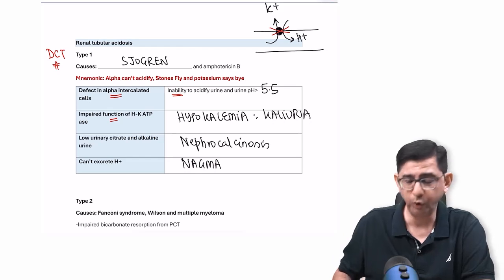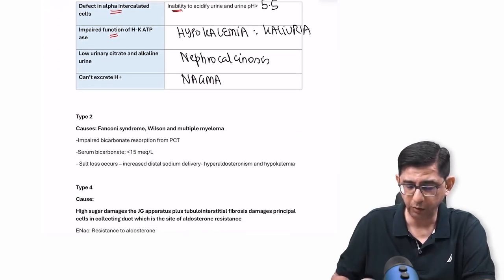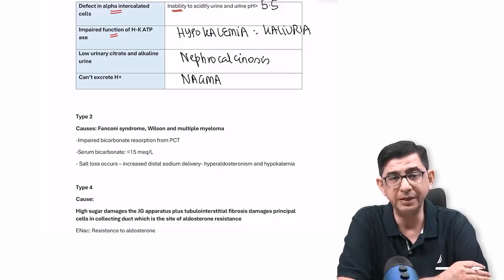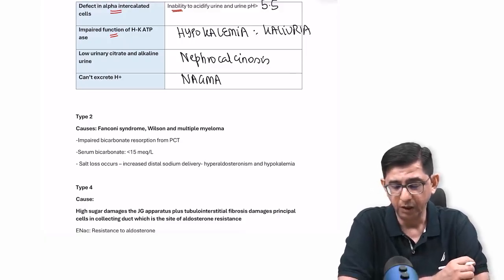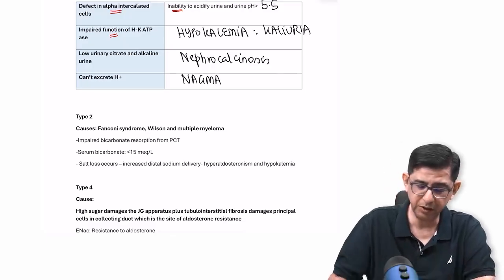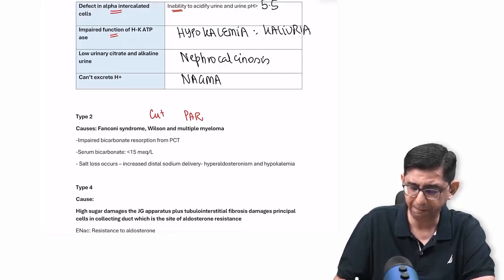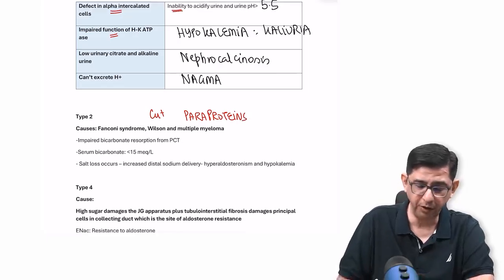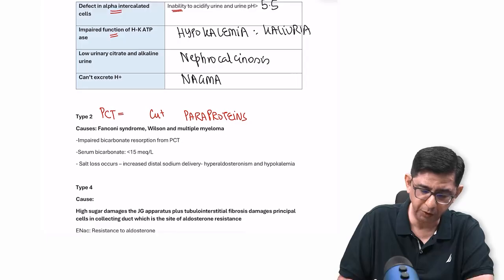When it comes to type 2, the causes to be remembered would be Fanconi syndrome, Wilson disease, and multiple myeloma. In multiple myeloma, it's the Bence-Jones proteins that are causing damage. In Wilson disease, it is copper which is causing damage. So let us look at where this damage will be present and how it will manifest. The damage in RTA type 2 is seen in the proximal tubule.